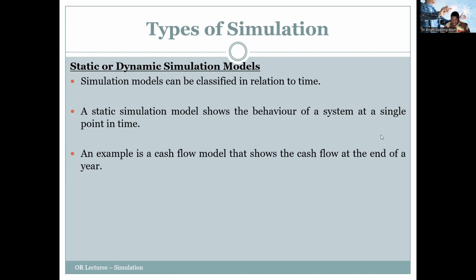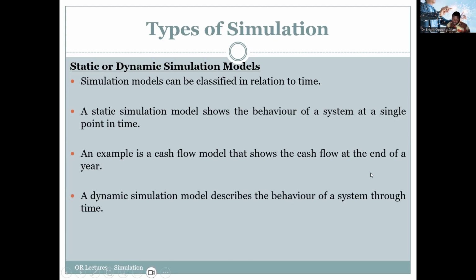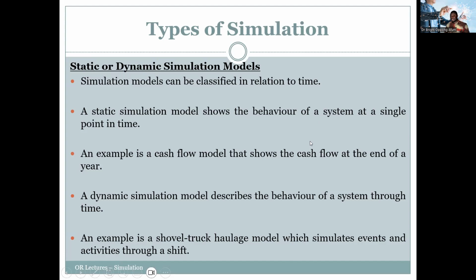But when we look at the dynamic model, it describes the behavior of the system through time. So it looks like either a monthly, periodic system, or weekly, or hourly, or in minutes, or in years. Those are how the system behaves within time or with time. Like for instance, you have a shovel and you have a truck. A truck moves to where the shovel is and the truck is loaded. It is in relation with events and activities within a particular time, let's say in a shift, right?